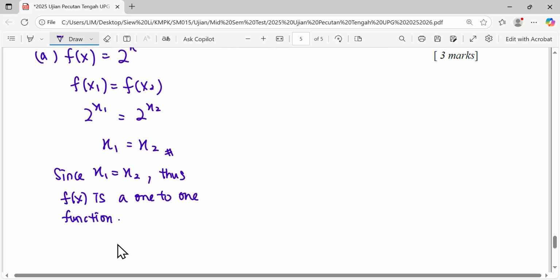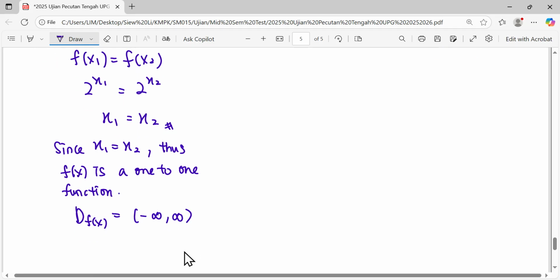And in question A here, they ask us to find the domain. Domain for an exponential function is not a special case, which means that the domain can accept any value of x. It doesn't have any restriction.